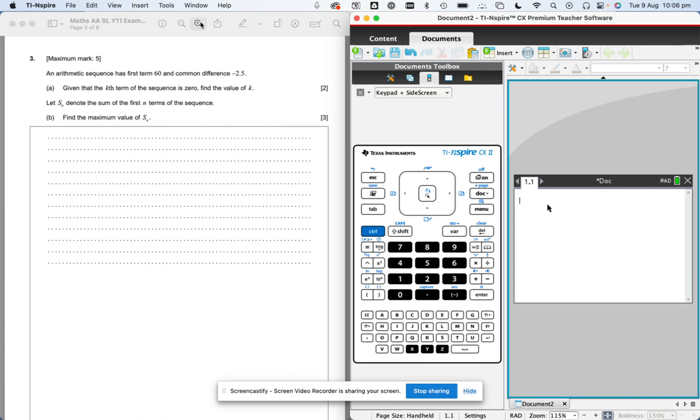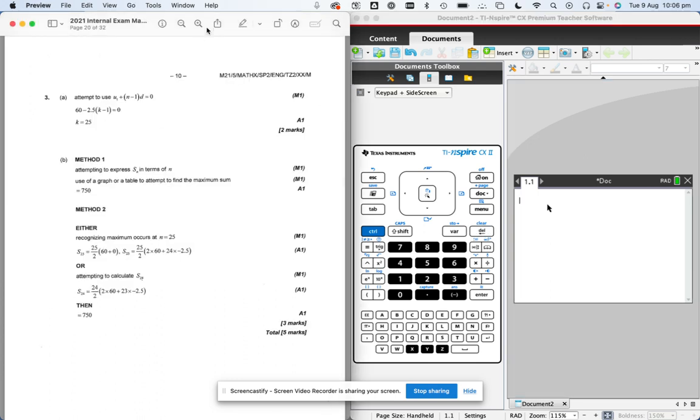So if I just have a look at the mark scheme here, it's really just substituting into the standard general term for a sequence, setting it equal to 0. That's the term we're looking for, the term where it is equal to 0. We know that U sub 1 is 60, so that's fine. We know that d is negative 2.5, so plus becomes minus, and there's a 2.5 there.